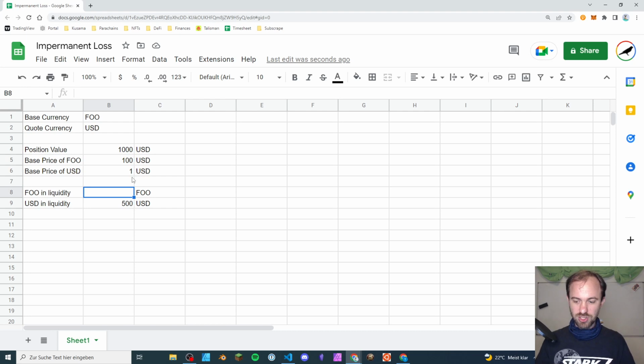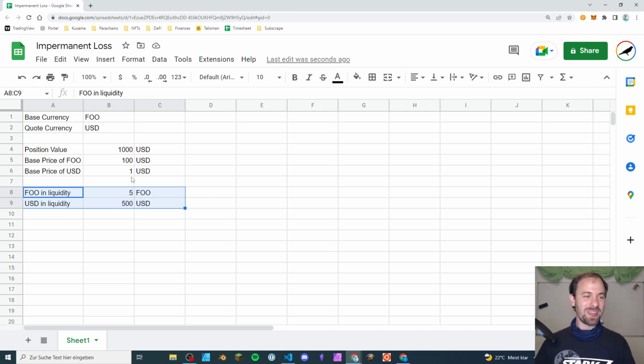So now what is the formula? We take the position value, we divide it by 2, and then we divide it by the price of foo. And what do we get? 5. So this is our liquidity position. This is how many tokens we're getting in USD and in foo, and we add it to the liquidity initially. And this will allow us in a few minutes to compare how the position would have developed if we just held the tokens versus a situation where we have provided liquidity and the whole ratio changed.